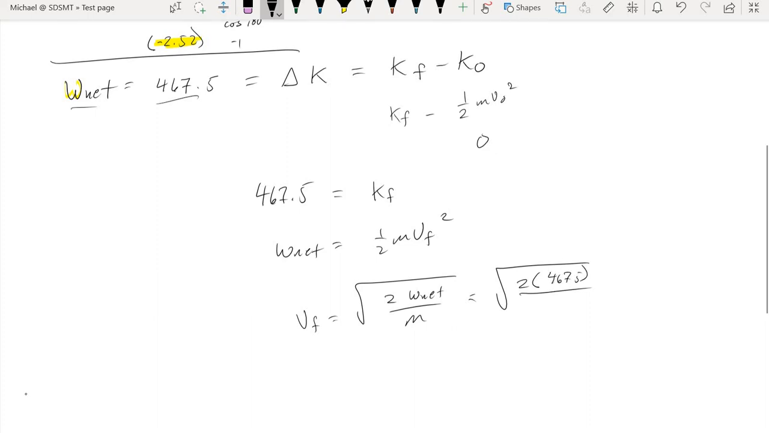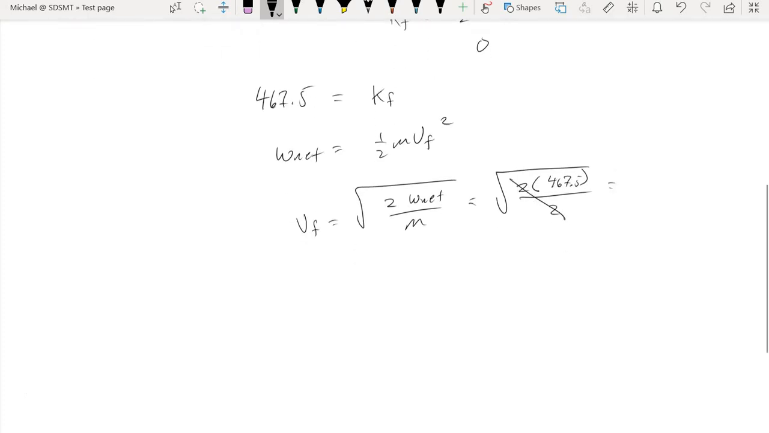2, 467.5, and then the mass was 2. Okay, so 467.5. We need the square root of that, and that comes out to be 21.62 meters per second.